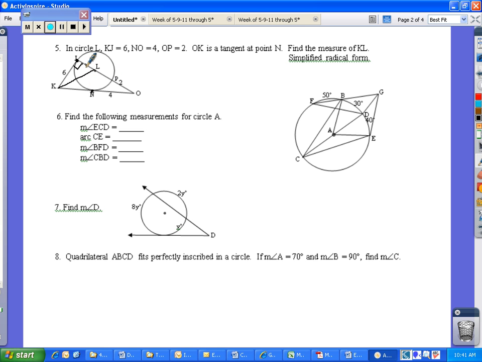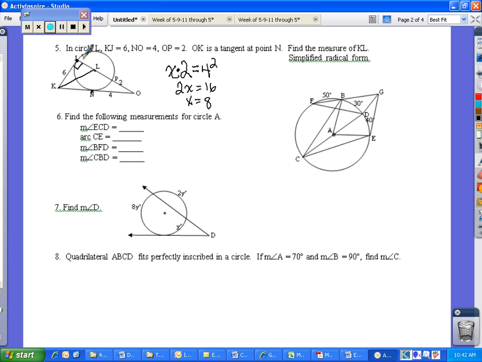So in order to do that, I notice I have a secant and a tangent. So therefore, I'm going to use these two measures that I know. So I'm going to say the whole thing times the outside. So the whole thing is x. The outside is 2. So x times 2 is equal to the tangent squared. So 4 times 4 is 4 squared. So when I solve this, 2x is 16 and x is 8.